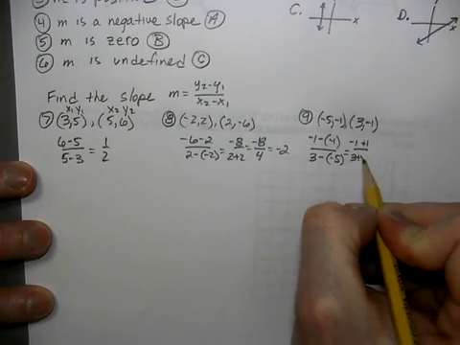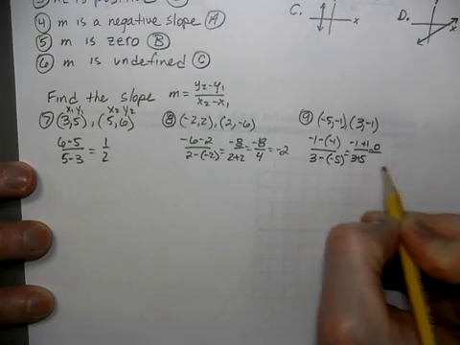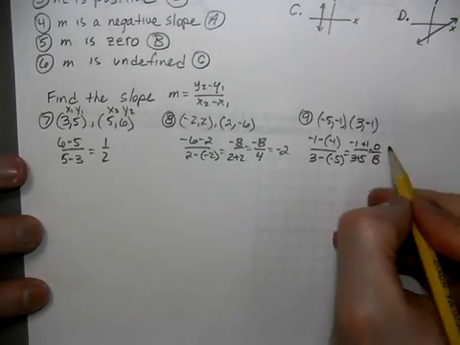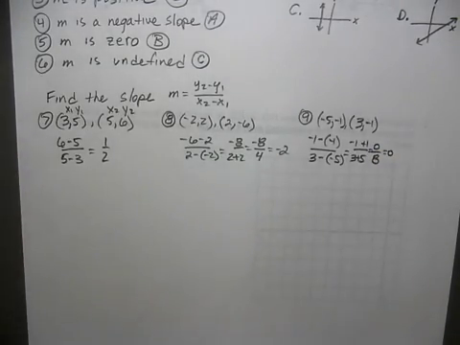This is 3 plus 5. So this is 0 over a number. Doesn't matter what it's over. We know that the slope is going to come out to be 0. 0 over 8 equals 0.